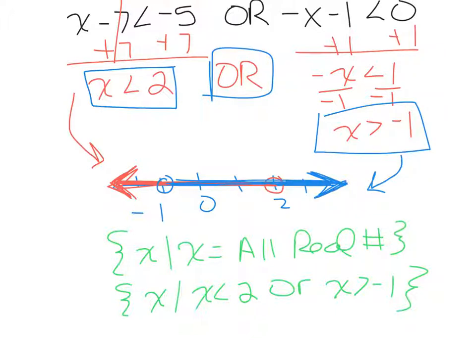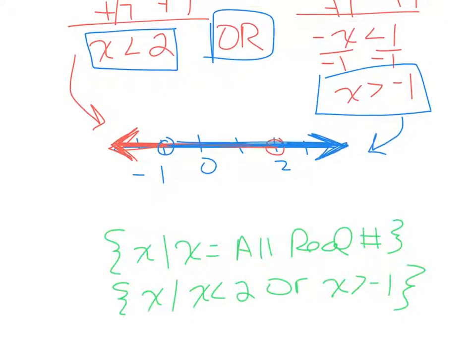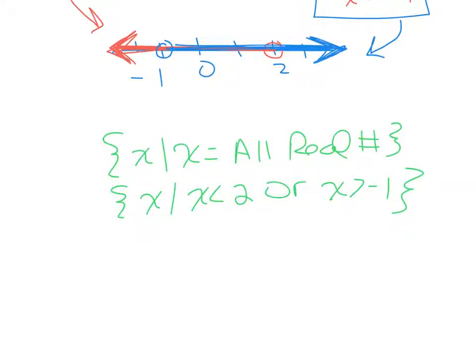For interval notation, of course, all real numbers is negative infinity to positive infinity. And infinity always gets parentheses.